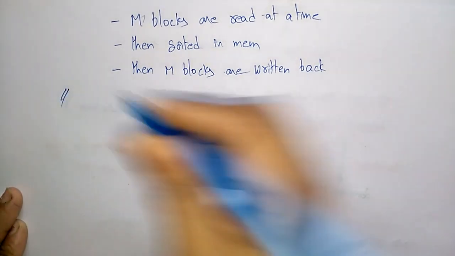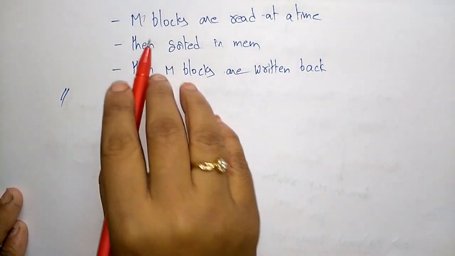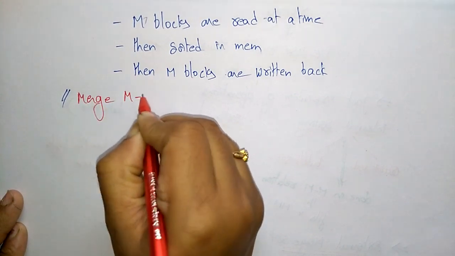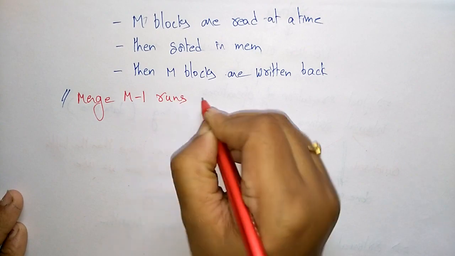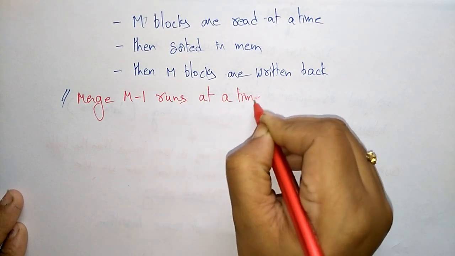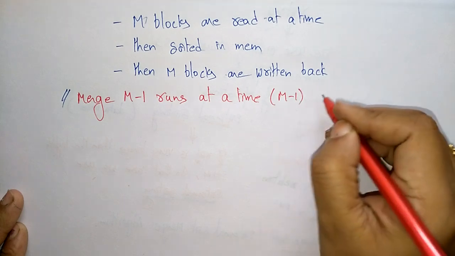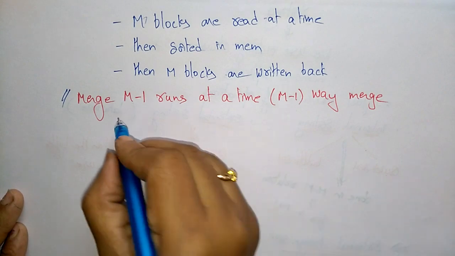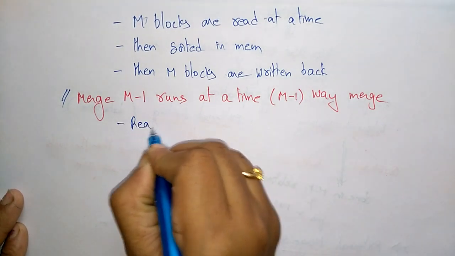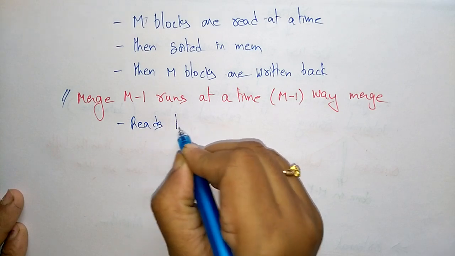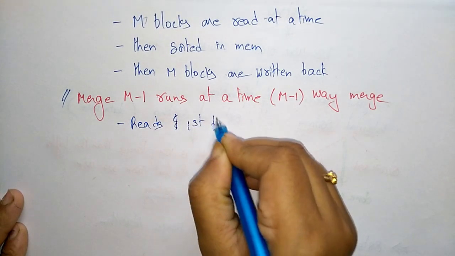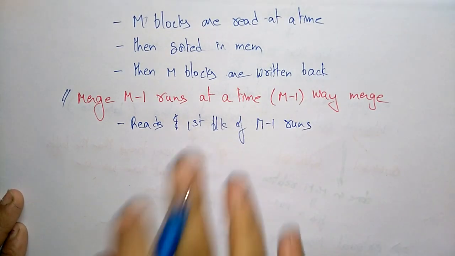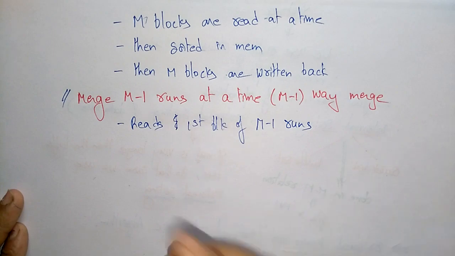Suppose, this is the case of M. Now take merge M minus 1: merge M minus 1 runs at a time, an M minus 1 way merge. So what is it? Here, in M minus 1 runs, it reads the first block of each run. First it reads the first block, whatever is present in the M minus 1 runs.